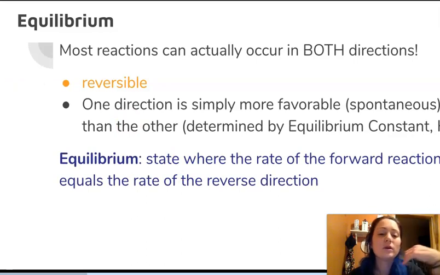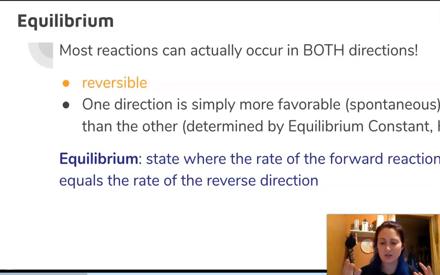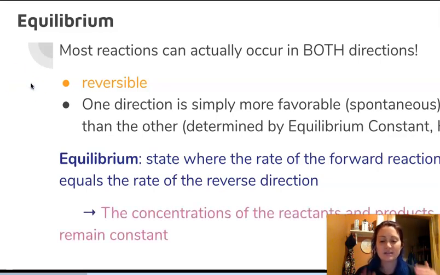So equilibrium is a special state, and we call it a steady state, where the rate of the forward and the reverse reactions are equal. So again, in a reversible reaction, you can have the rates changing. Equilibrium, again, is a steady state where those rates become equal. And at this steady state, the concentrations of the reactants and the products will remain constant.